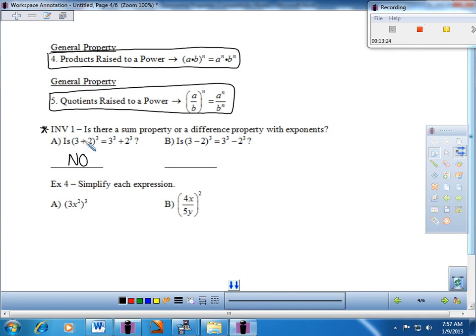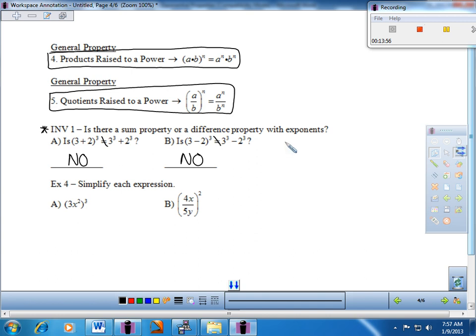Same thing over here. Let's take a peek. 3 minus 2 is 1. 1 to the third is still 1. So the left side of this equation is 1, and the right side of the equation is really 27 minus 8. Obviously, guys, that's not 1. And so is there a difference property? No, absolutely not. So how about we put a slash mark through those equals? The left side definitely is not equal to the right side.